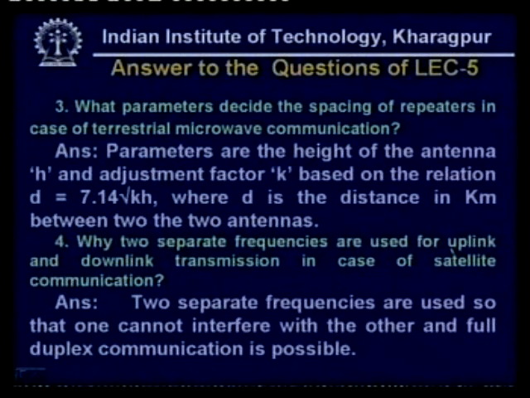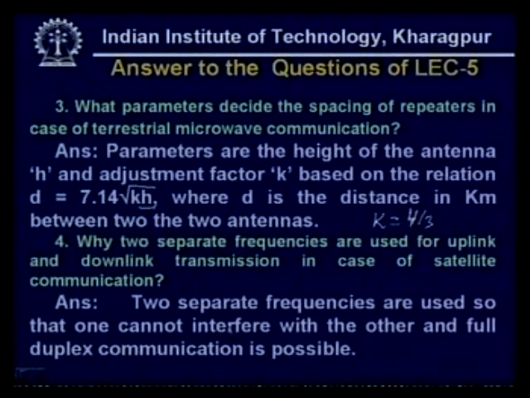The third question was, what parameters decide the spacing of repeaters in case of terrestrial microwave communication? The parameters are the height of the antenna h and the adjustment factor k, based on the relationship 7.14 root kh, where d is the distance in kilometers between the two antennas. Based on the height of the antenna used, one can calculate the distance, and usually the value of k, as you know, is equal to 4 by 3, which can be used to compute the distance.